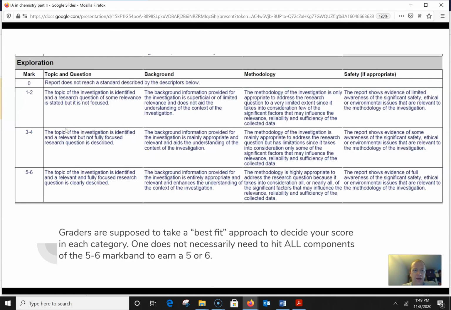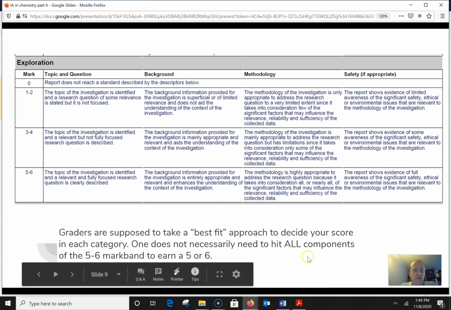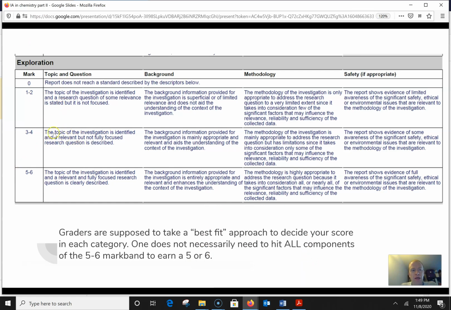To give you another example from the exploration, it's what's called a best fit approach. For example, maybe I think your topic is about a 3. Maybe I think your background is maybe a 4.